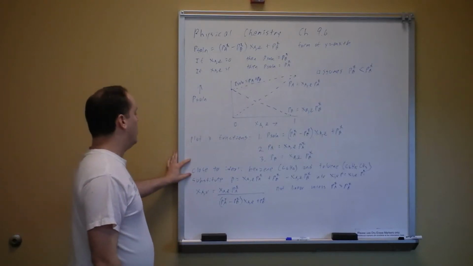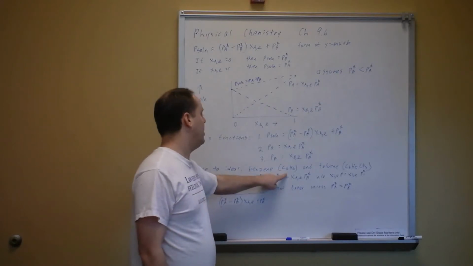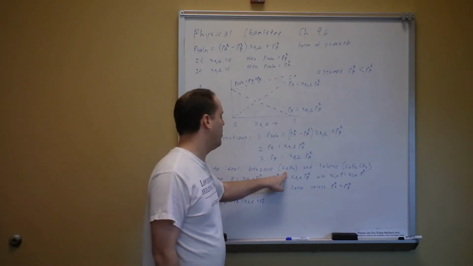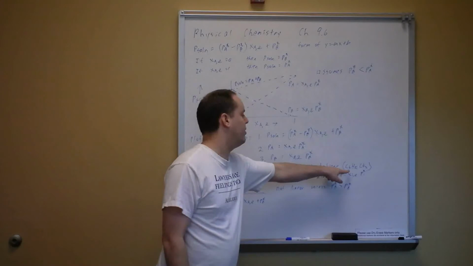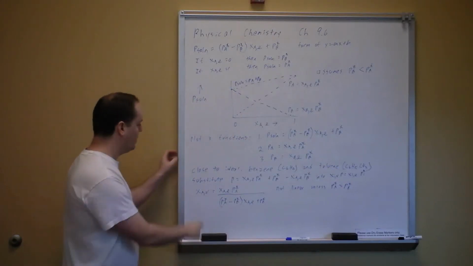Now, one example of a solution that is close to ideal is just benzene and toluene. Because benzene, as you know, is just a six-sided ring, and then toluene is the six-sided ring with the methyl group added to it. Both are planar though.